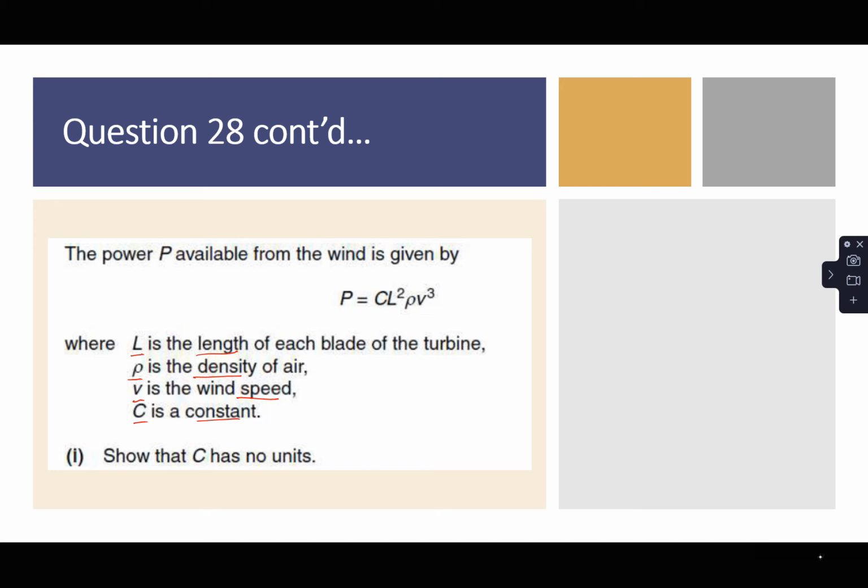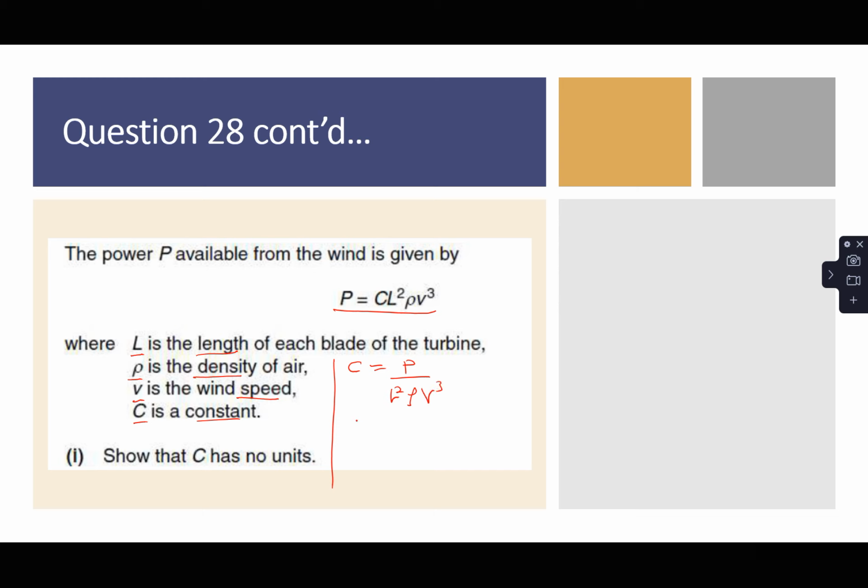Okay, so the power available from the wind has been given by this expression here. We want to show that C has no units. I think the easiest thing to begin with is to make C the subject. So making C the subject, C is equal to the power divided by L squared times density times V cubed.